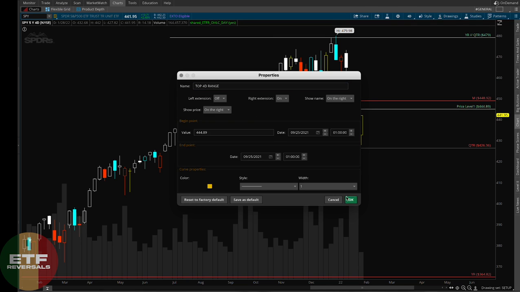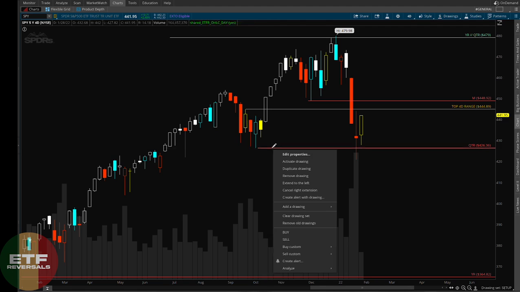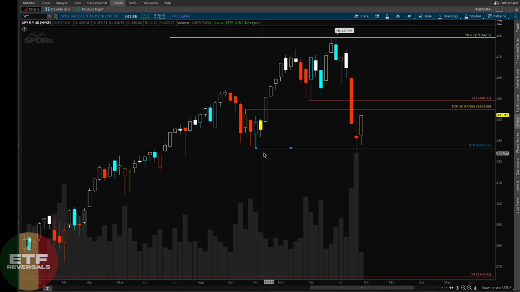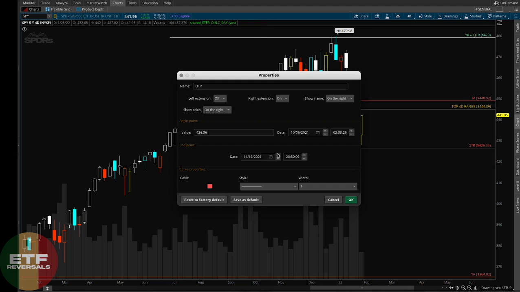I like to mark the range as yellow. And then just so happens the quarter is also a part of that.